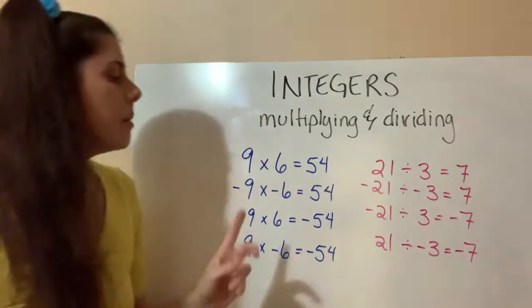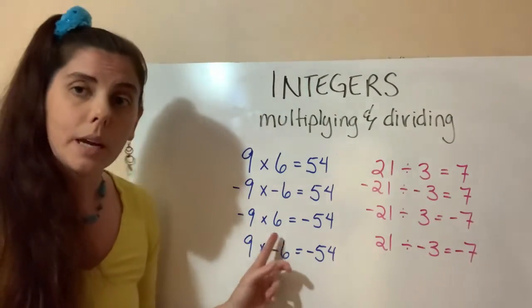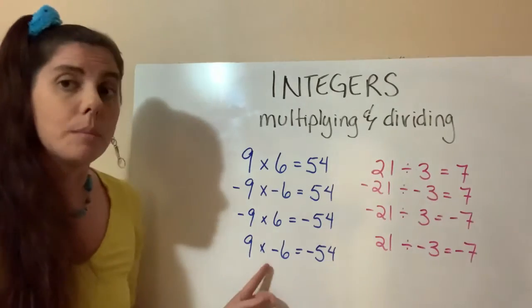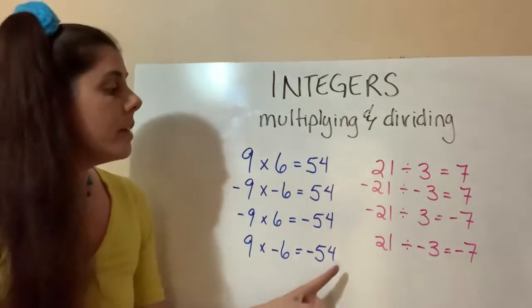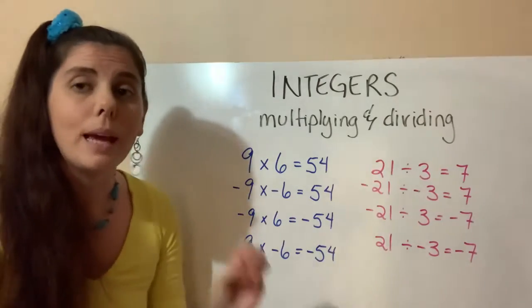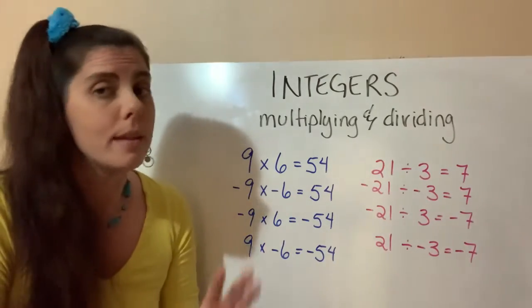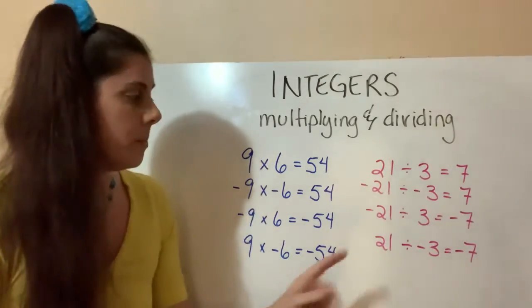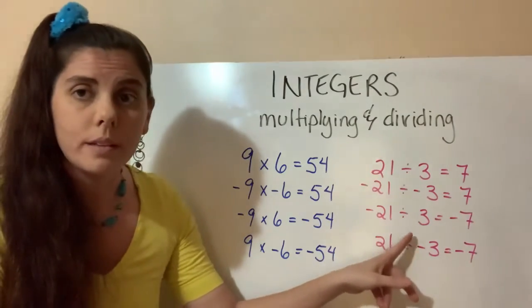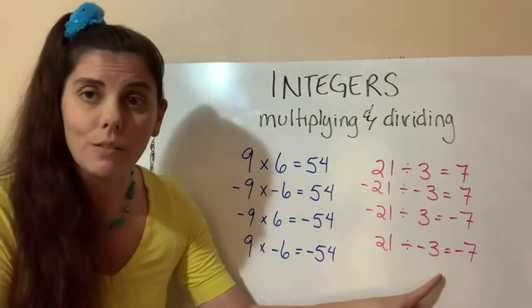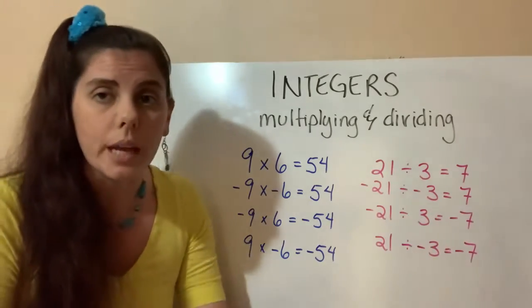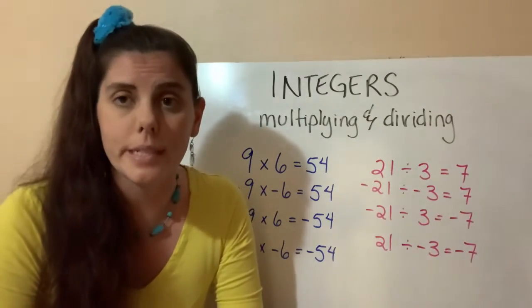So let's look at that. -9 times 6 and 9 times a -6. So we've got positives and negatives. The answer to both of those will be a -54. The same is true with division. A -21 divided by 3 and a 21 divided by a -3, both of those answers will equal a -7.